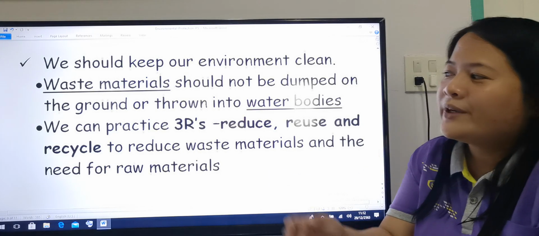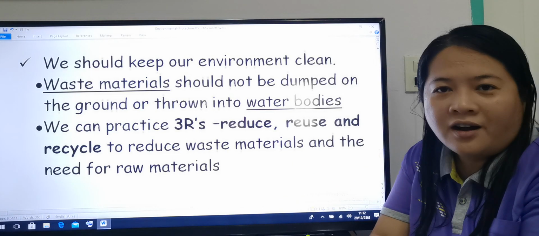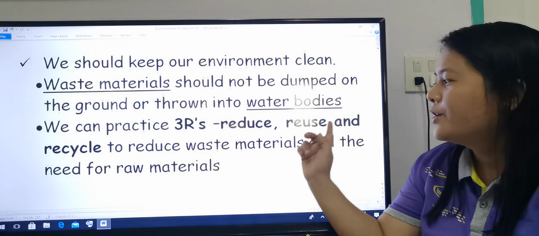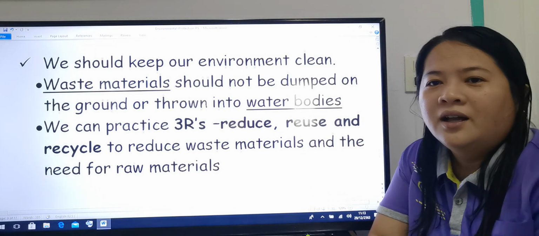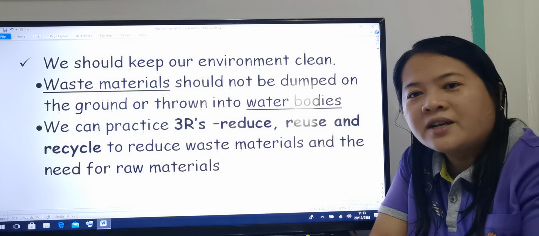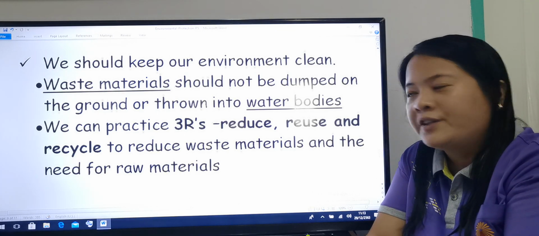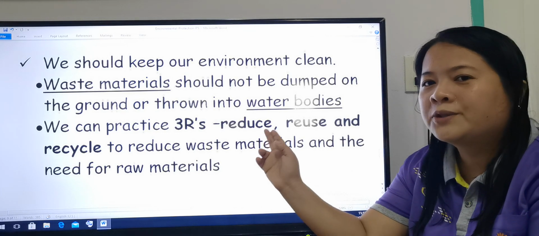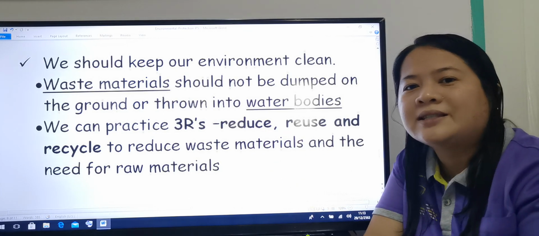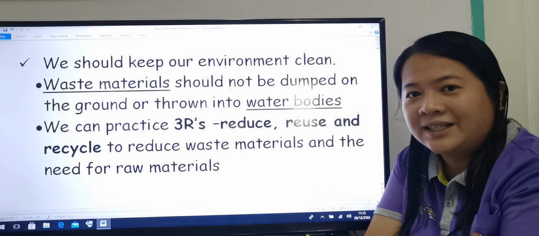Another thing is that we can practice the 3 R's. We can practice reduce, reuse, and recycle to reduce waste materials and to reduce the need for raw materials. This topic, the 3 R's, we're going to explain in detail next meeting.